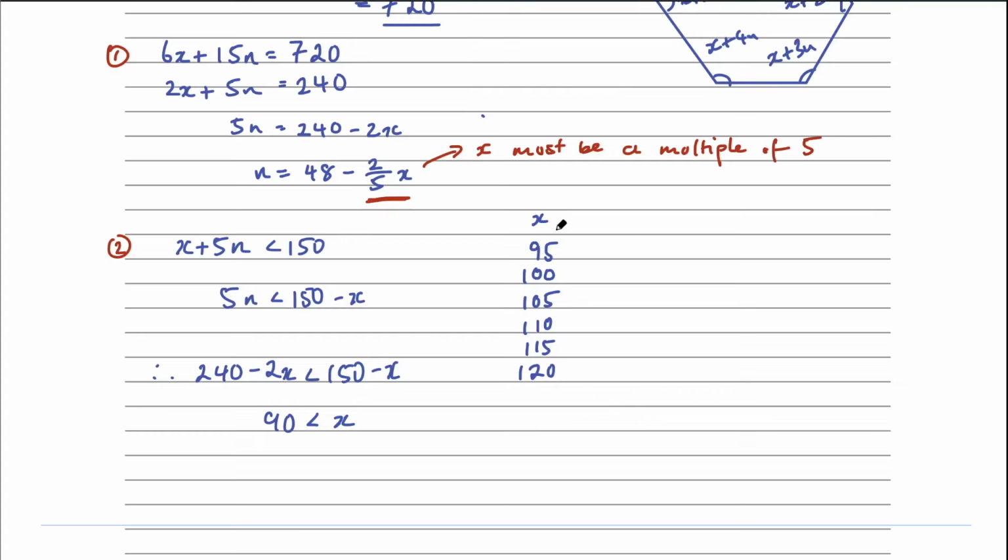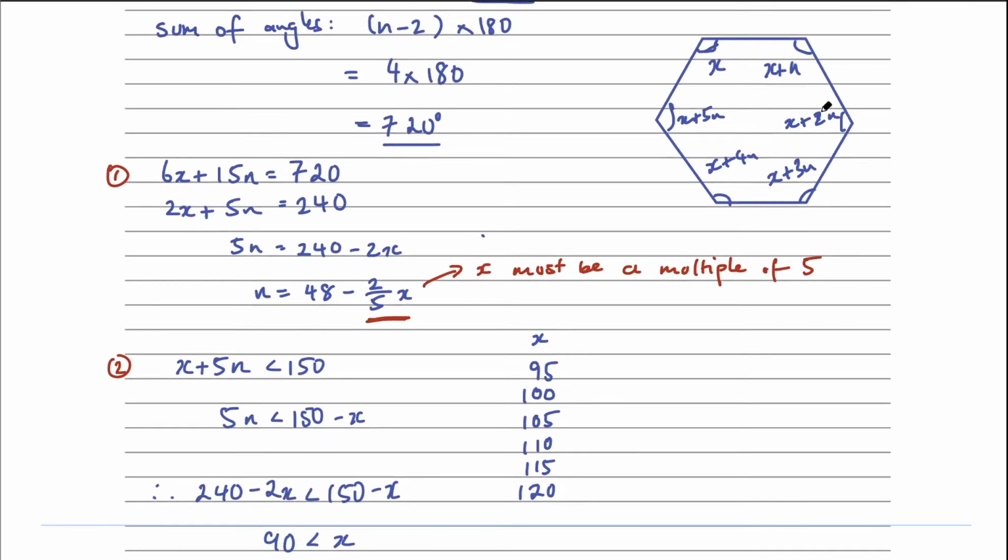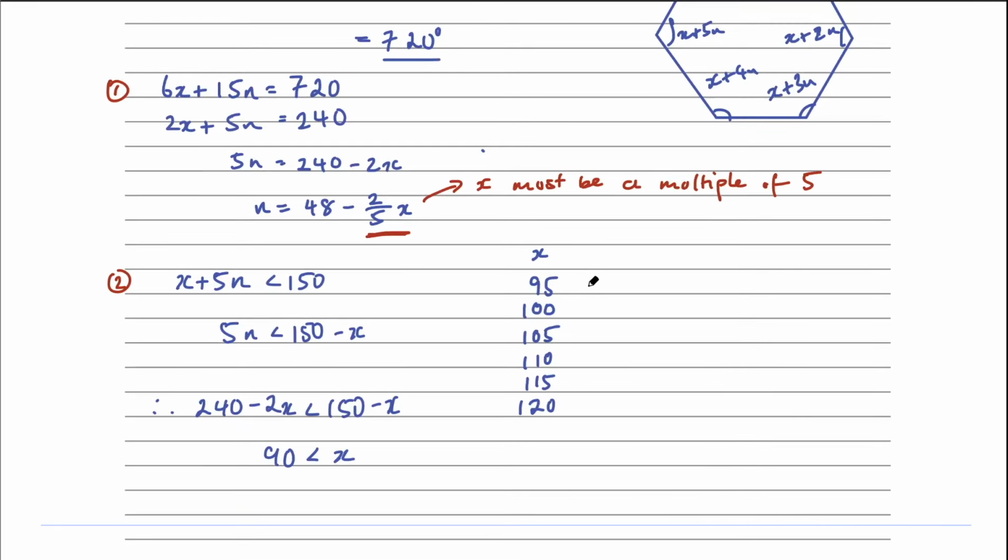Now, if we've got the first value of x, we can also find n using this equation. So sub in x. 95 divided by 5 is 19, times 2 is 38. 48 - 38 is 10. That means n is 10. Remember, n was what we're adding to each angle. So in this sequence, we're adding on 10 each time. So we get 105, then 115, 125, 135, and 145.